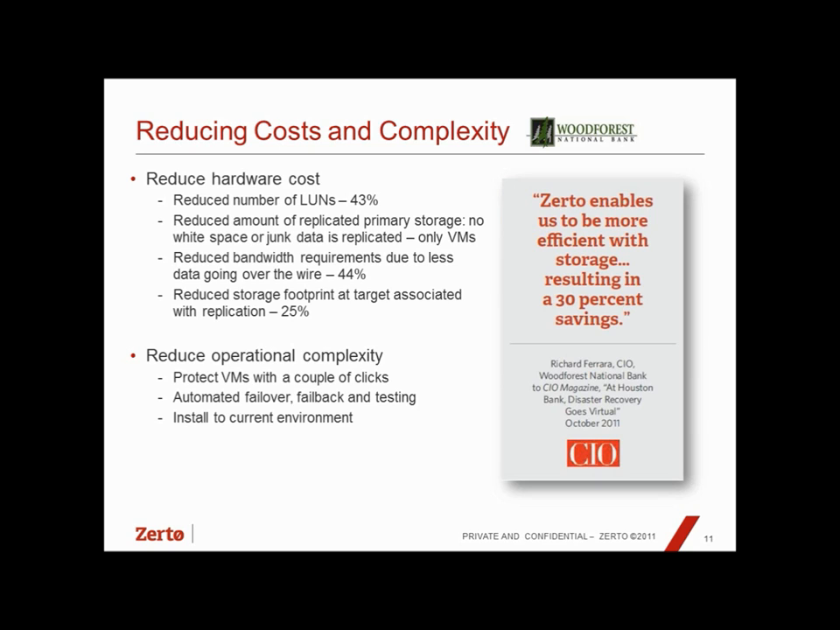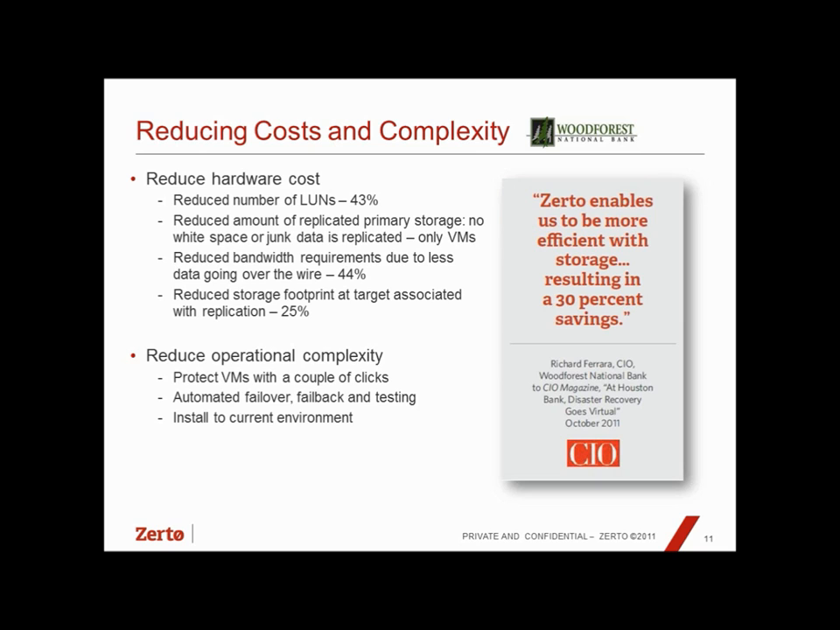If you look at an array-based solution, if you have a 100 gigabyte LUN size throughout your environment, you have to have that not just on your production site, but also your replication site. Even if only 10 gigabytes of that 100 gigabyte LUN are being used, you still have to replicate the entire 100 gigabytes. With Zerto, we're granular. We replicate at the actual VM, so they're able to really reduce their storage requirements. And because they were replicating just the VM, they saw a reduction in their bandwidth requirements as well, due to less data going over the wire. You can see there they were able to reduce that by 44%. And again, I already mentioned the storage.